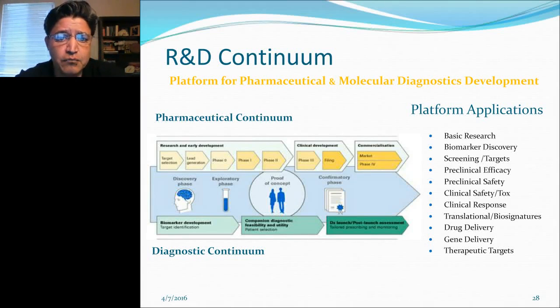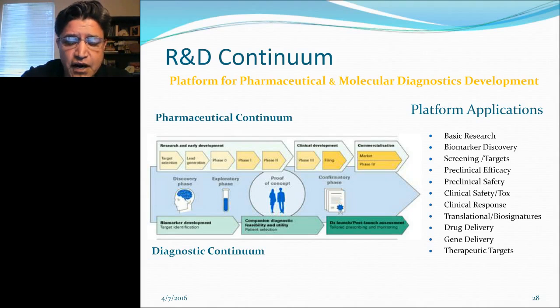And so basically, we think that exosomes and vesicles make an incredible platform, and actually they have been used as a platform for pharmaceutical and molecular diagnostic development. And I think they can support every phase of that development, including basic research, biomarker discovery, screening and targeting new targets, preclinical efficacy, absolutely, and preclinical safety. Also in clinical safety and toxicology, to monitor clinical response. There's a lot of work being done now in translational and research and development of biosignatures. But beyond being used as tools, they can actually be used to develop new drug delivery systems and gene delivery systems, identify new therapeutic targets, and actually function as therapies and as imaging agents.